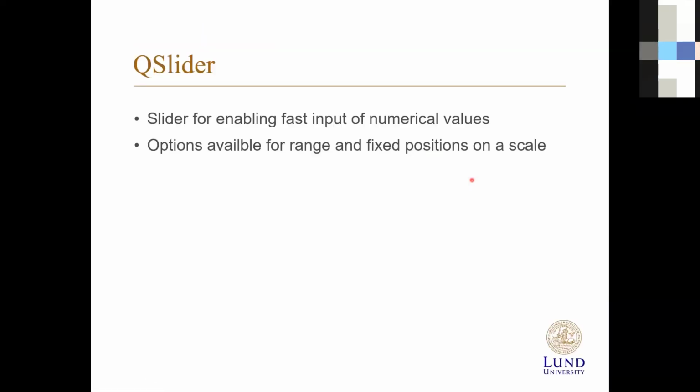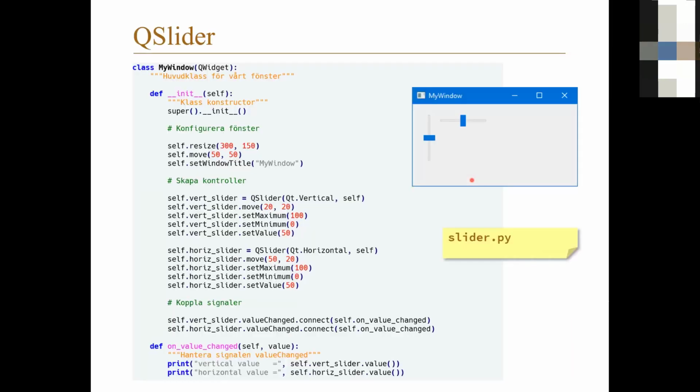There's a slider which can be used to provide fast input for numerical values. You can provide options for range, fixed positions, and scale it in different ways. So here you can create a slider. You can have a vertical slider, which is this one here. You can have a horizontal slider like this. You can set the maximum value, the minimum value, and the current value. There is also a value change signal that you can connect to a method here, and it has a single parameter called value, which is the current value that has been changed to.